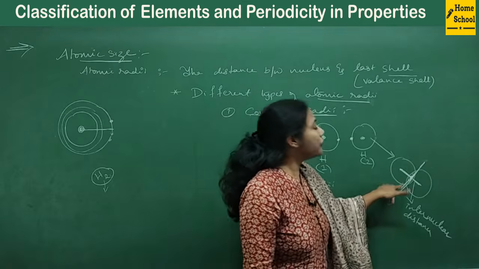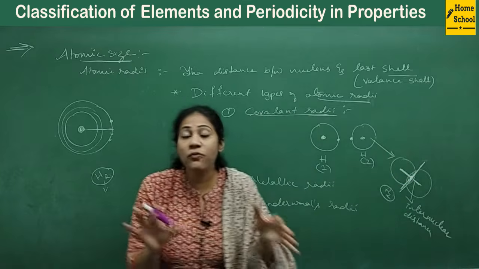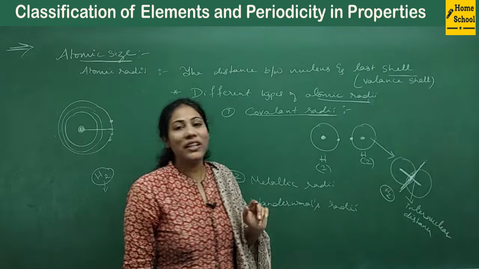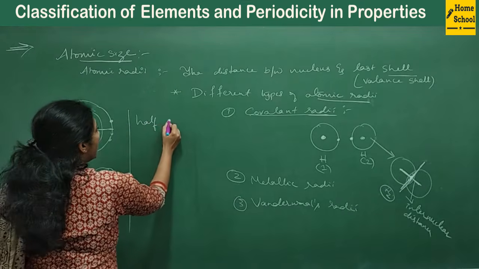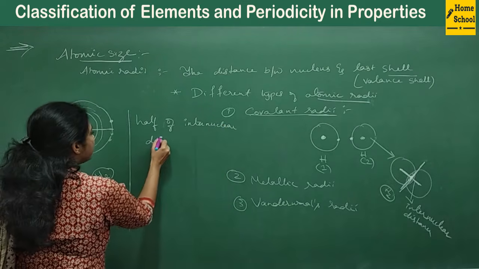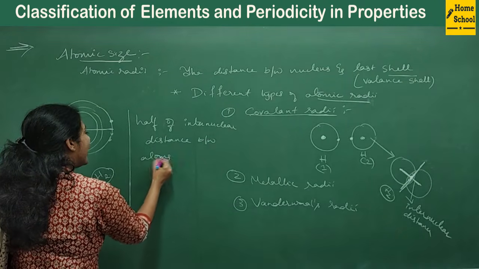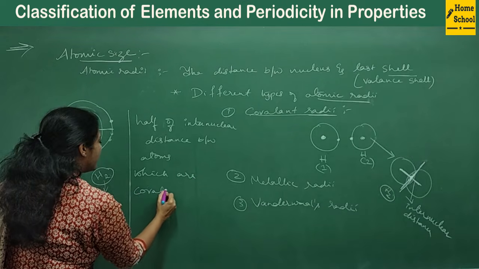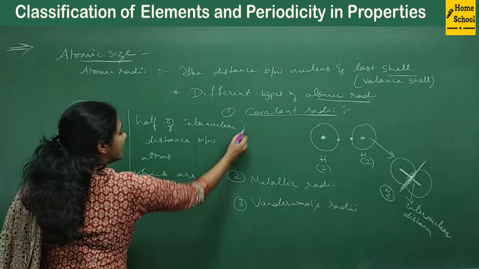Okay, so half of the internuclear distance between the atoms which have covalently bonded with each other is called covalent radii. Let me write its definition. Half of, this is important, half of internuclear distance between atoms which are covalently bonded is called covalent radii.